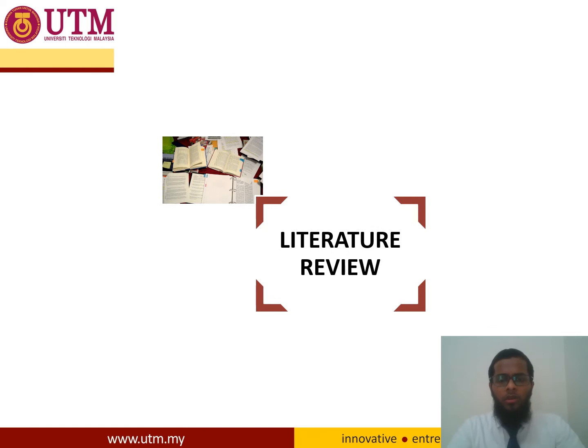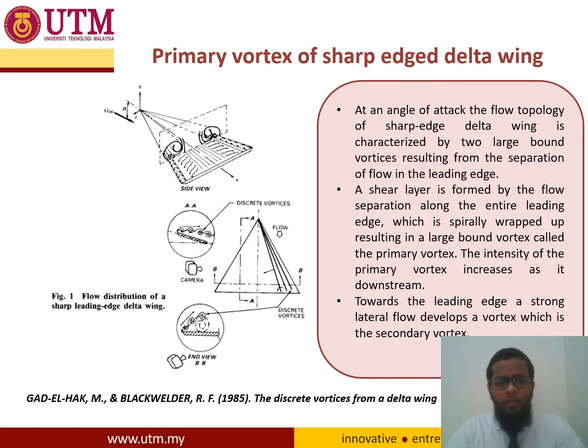Now we are going to see the literature review of sharp edge delta wing. For the sharp edge delta wing vortex, Gad-el-Hak et al. in 1985 published a paper, The Discrete Vortices from a Delta Wing. In this paper, he stated that at an angle of attack, two large vortices are formed because of the separation of flow at the leading edge.